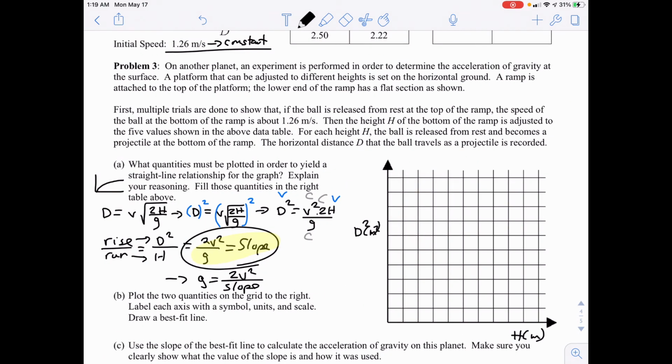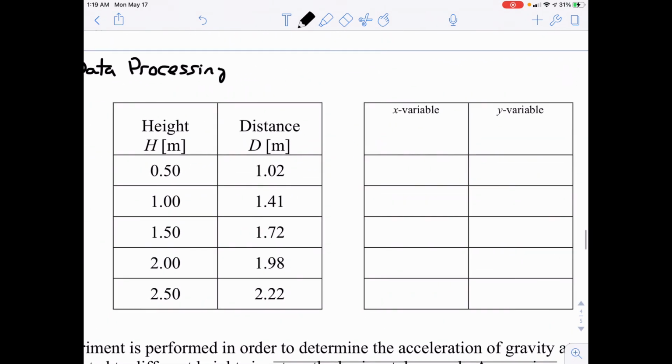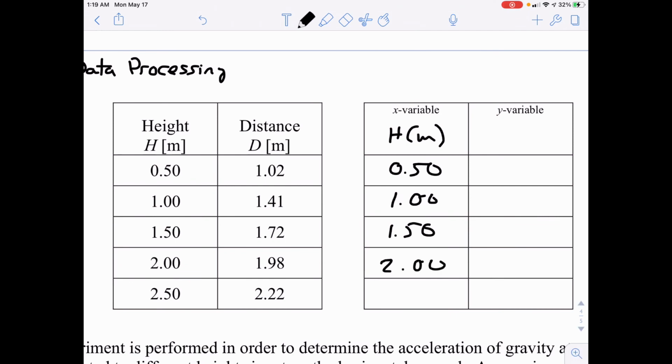Now, before we do this, let's fill in the quantities in the table on the right. So what do I need to do? The x variable is still going to be height in meters. So I'm going to just copy that down as if it didn't change. The y variable, on the other hand, is going to be d squared.